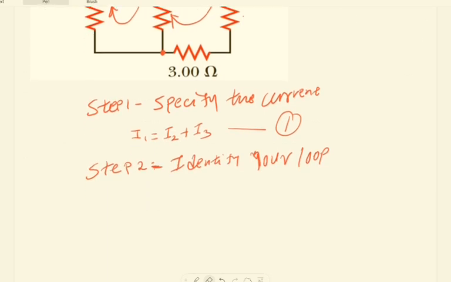Now from loop 1 and from loop 2 we apply Kirchhoff's voltage rule. So step 3 would be: apply Kirchhoff's, or simply, voltage law.